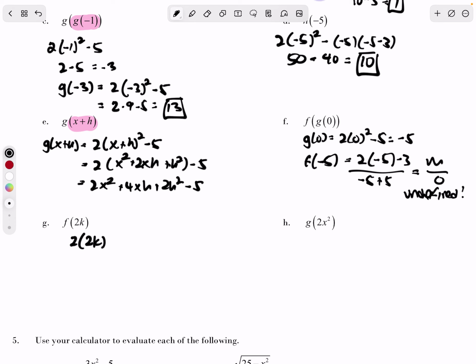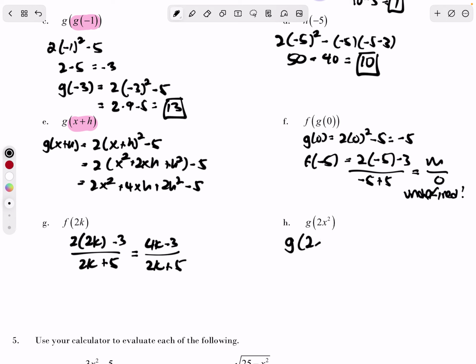My f function is 2x minus 3 over x plus 5. So that's 2 times 2k minus 3 over x, which is now 2k plus 5. Let's just simplify that. What's 2 times 2k? 4k minus 3 over 2k plus 5. Nothing cancels. You can only cancel factors and not terms. I think most of you know that already.